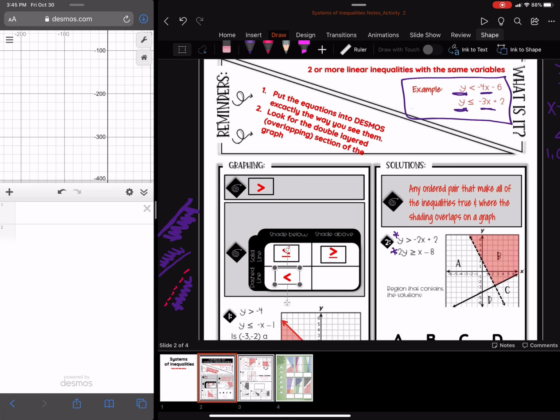And then what if I had a dotted line that was shaded above the line? Well, that would be the greater than symbol. So these are the things we've learned today. That was easy. You guys got that really fast.